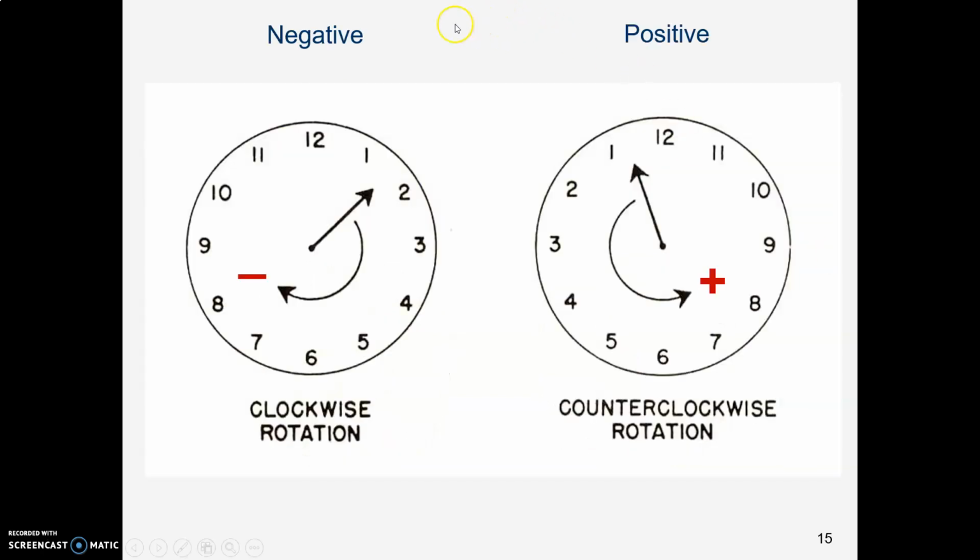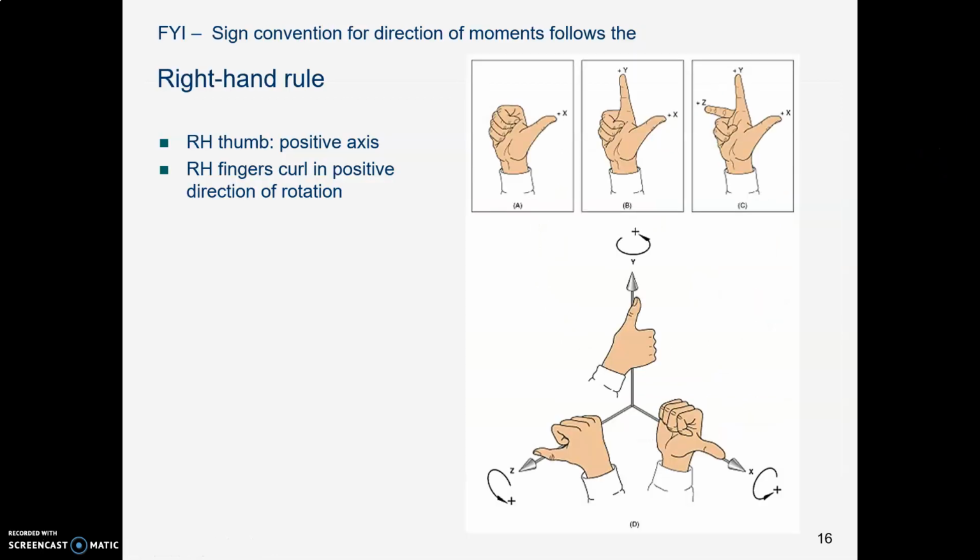And it turns out that we have all agreed that if a thing rotates clockwise, we're going to call that negative moment. And if a thing rotates counterclockwise, we're going to call that positive moment. And that's the same system that we use in AutoCAD. When you rotate a line from the 0 line up towards the 90-degree line, that's counterclockwise, and AutoCAD thinks of that as positive degrees.